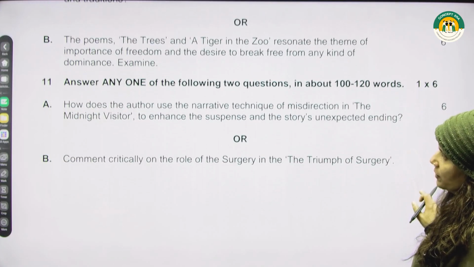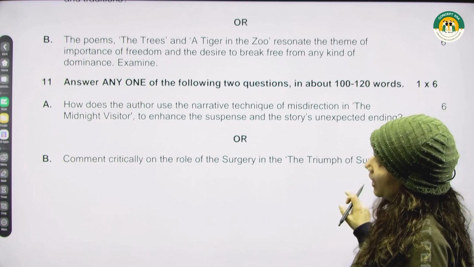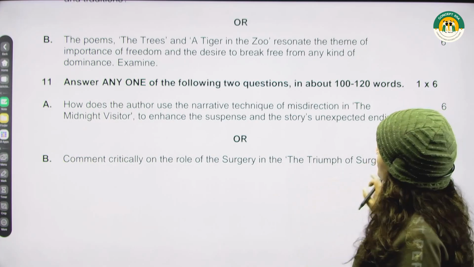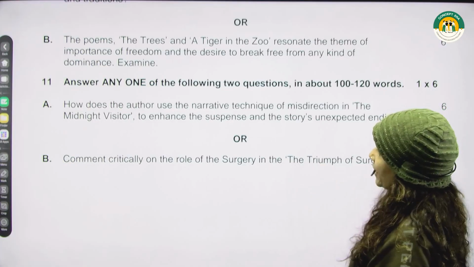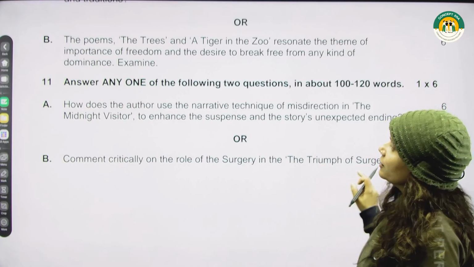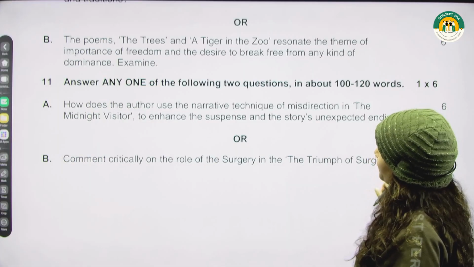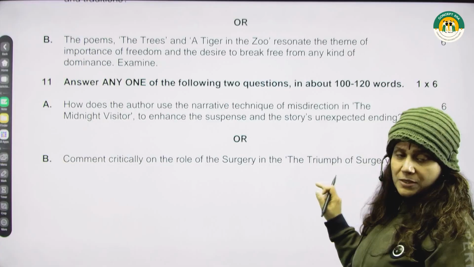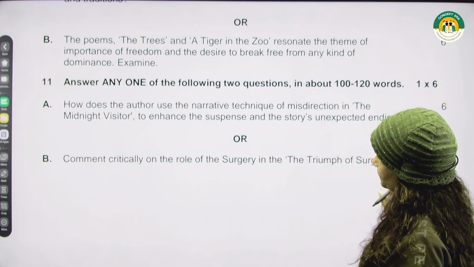Moving ahead, this is the last question, which is question number 11. Again, it is a long answer question with the word limit of 100 to 120 words. It carries 6 marks with an internal choice. These 2 questions are from the supplementary reader, Footprints Without Feet.